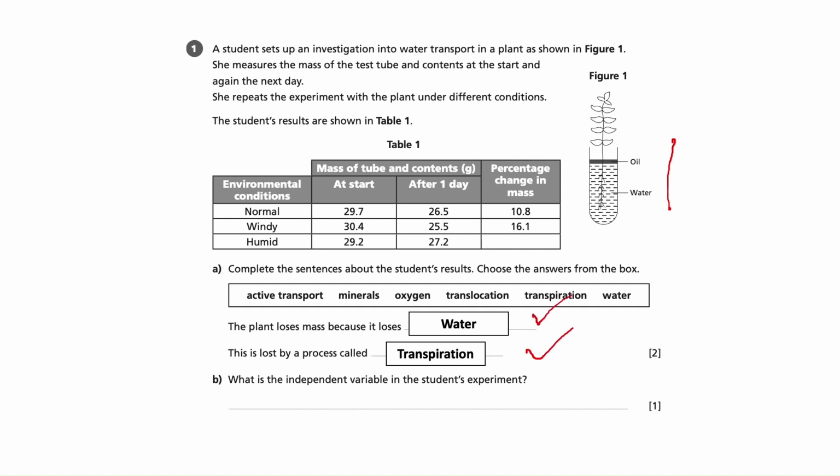Part B, what is the independent variable in the student's experiment? Well, the independent variable is the thing the student is changing. So we can see here, the environmental conditions are the thing that's been altered. Therefore, the student actually changed it themselves. Therefore, that is going to be the independent variable in the experiment. That scores 1 mark available for this question.